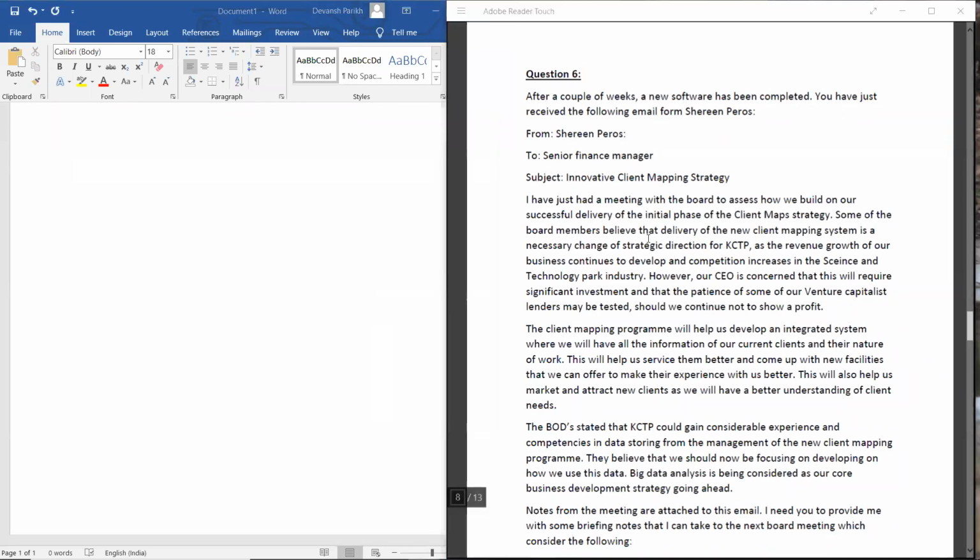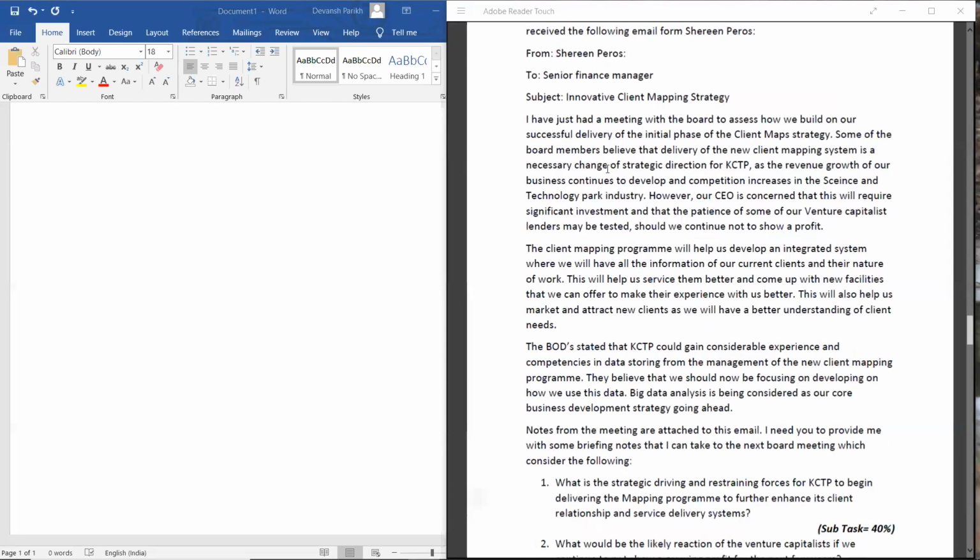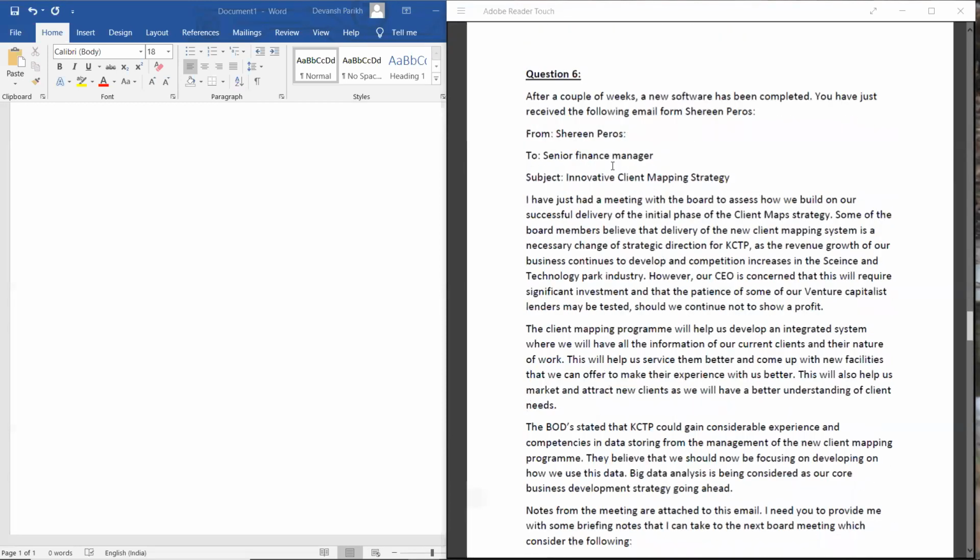So quickly looking at the question now. Sorry, I'm starting to read the question now. So first and foremost, after a couple of weeks, a new software has been completed. You have just received the following email from Shireen Peros. Shireen Peros is my finance director. So finance director. Now when I'm reading the question, I'm talking to myself. I'm helping myself understand the question. So that is something that you can pick up on as well.